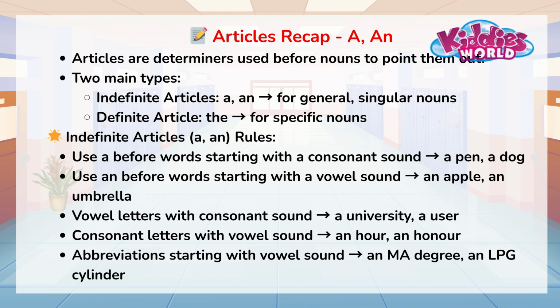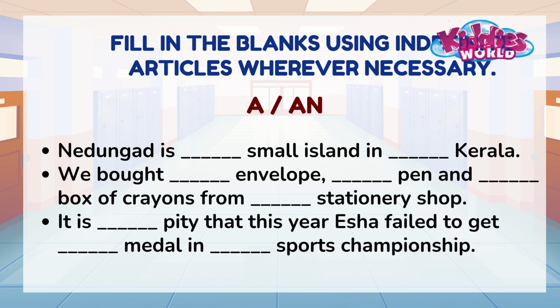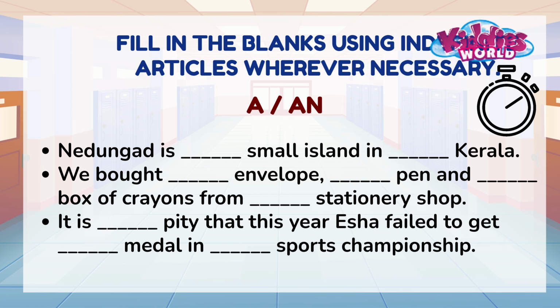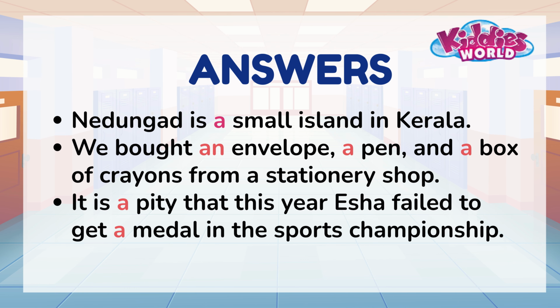Alright children, now that we've learned about a and an, let's play a little game and practice it with fun sentences. Pause, think, and choose the correct one. Great job thinking, children. Check the correct answers for each sentence. Awesome work, everyone. Now let's learn about the definite article, the.